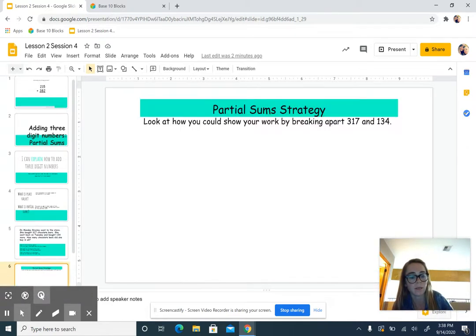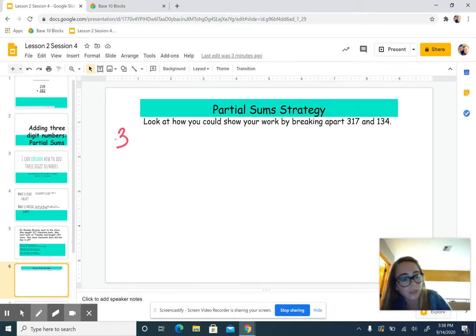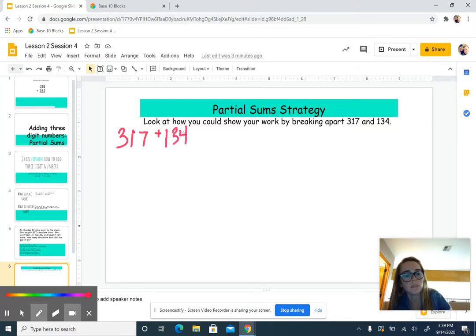Now, how do we do that using the partial sum strategy? Well, we can do this. We have 317 plus 134. Now, using the partial sums, we need to break this apart by using the different place values that we know.